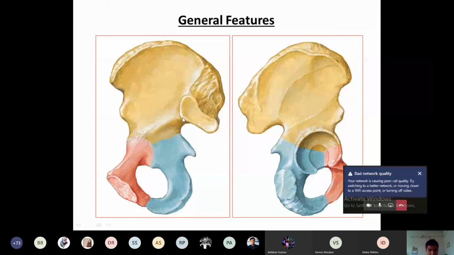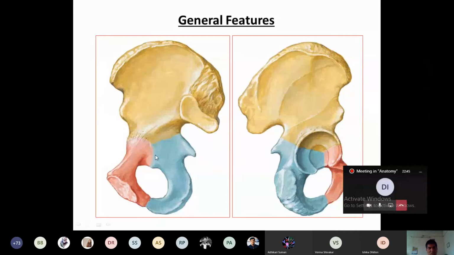Below this line, this part represents the pelvic cavity. If you join two bones, posteriorly between the two bones there lies the sacrum. If you see the whole articulation together, this is known as the bony pelvis at first, and then the part below the pelvic brim is known as the pelvic cavity.